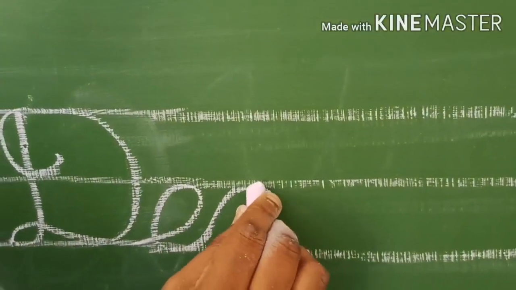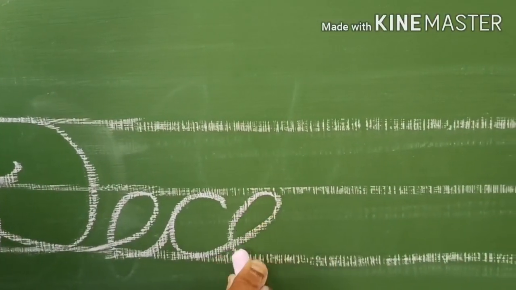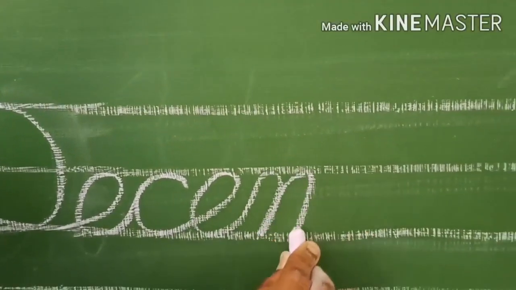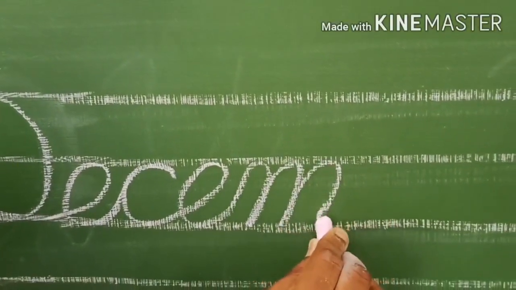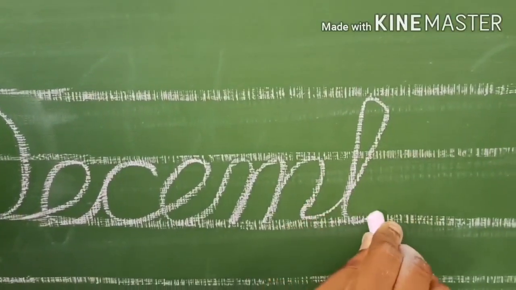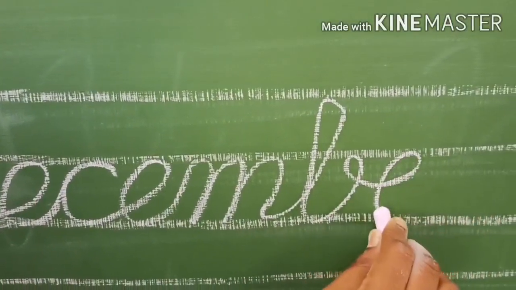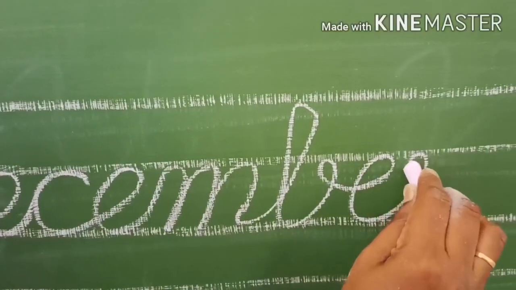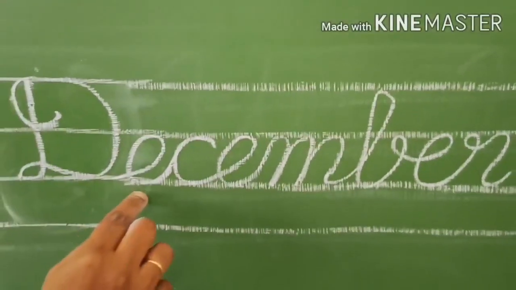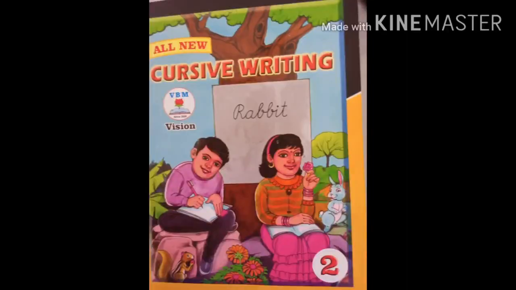C, you should touch middle line and base line. E, you should touch middle line and base line. M, you should touch middle line and base line. B, you should touch top line, middle line and base line. E, you should touch middle line and base line. R, you should touch middle line and base line. So D-E-C-E-M-B-E-R, December.